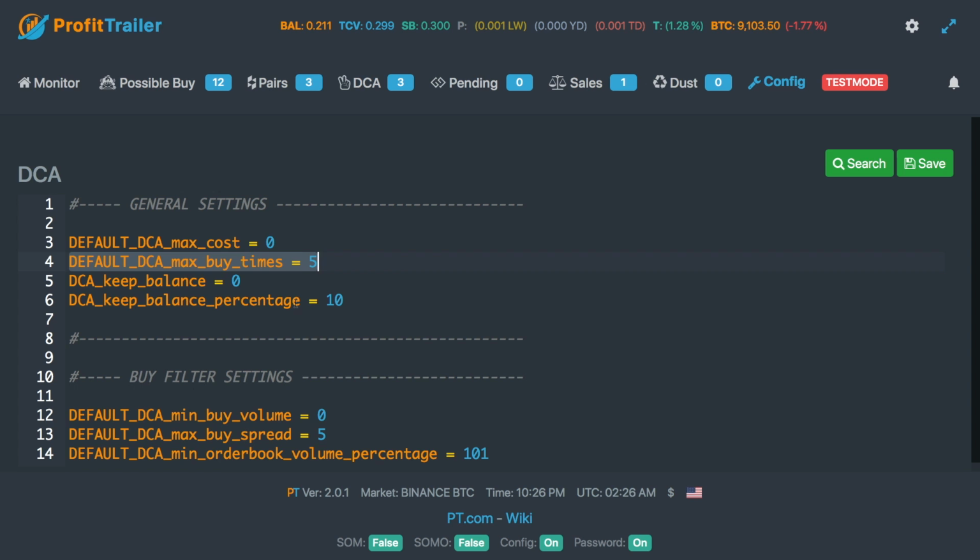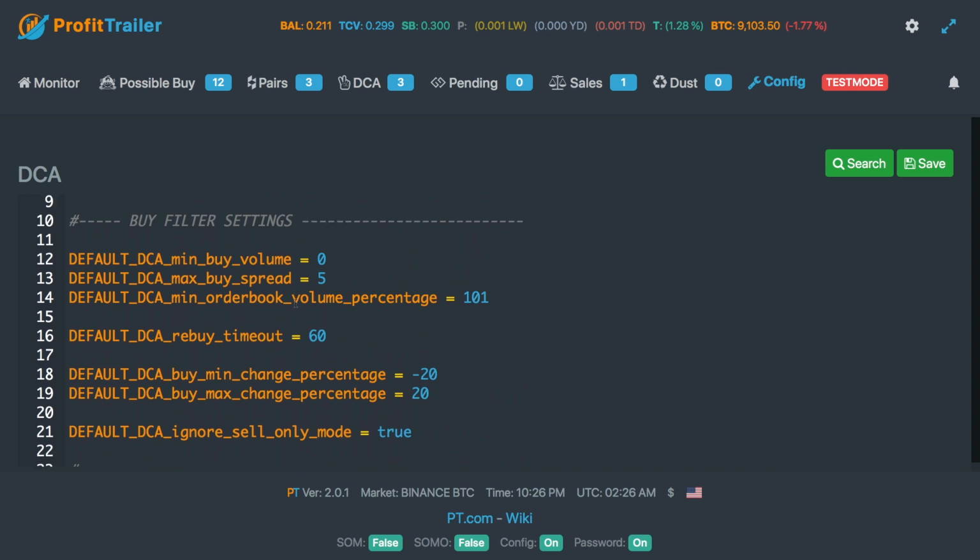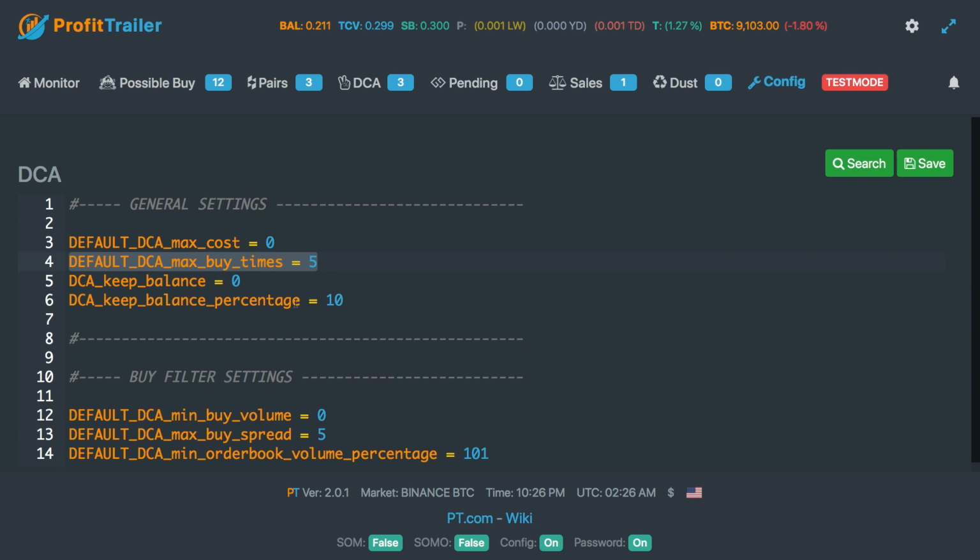In the next video, we're going to get into the buy filter settings, and there's a little bit more to that than there is for general.